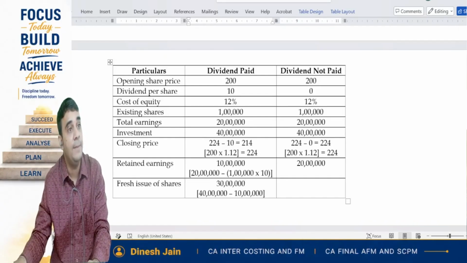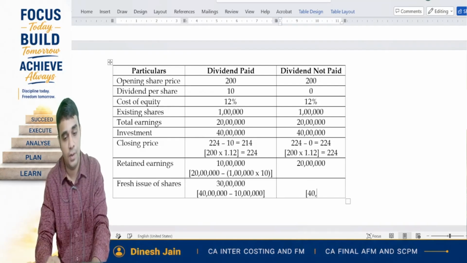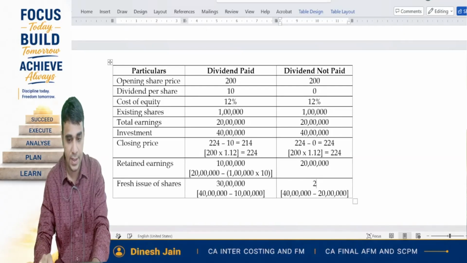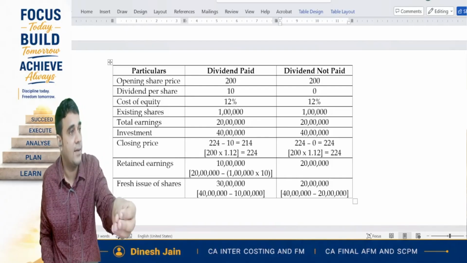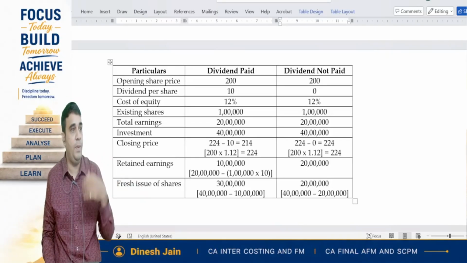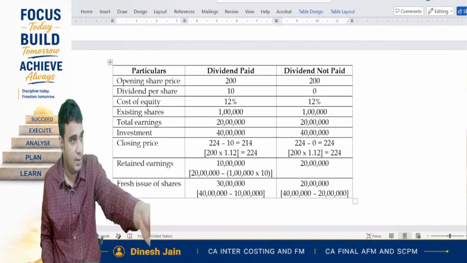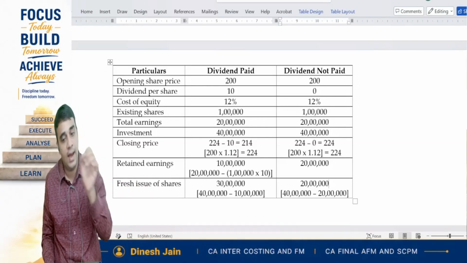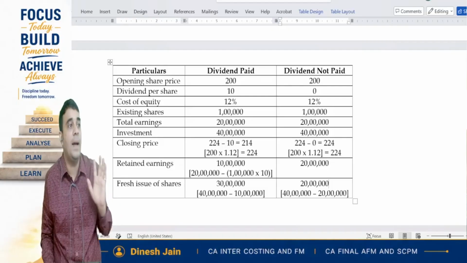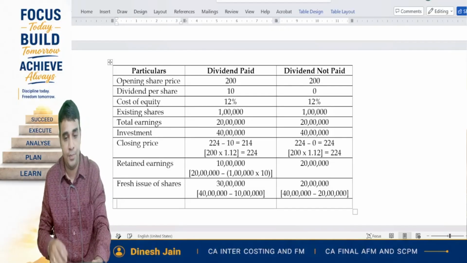I will raise how much money? 30 lakh. On the other side, the fresh issue will be 40 lakh minus 20 lakh, that is 20 lakh. What MM is saying is, you paid 10 lakh, and you are collecting back 30 lakh, assuming the same shareholders. I paid 10 lakh, and after some time I say, give me back 30 lakh. On the other side, I paid nothing, so give me back 20 lakh.